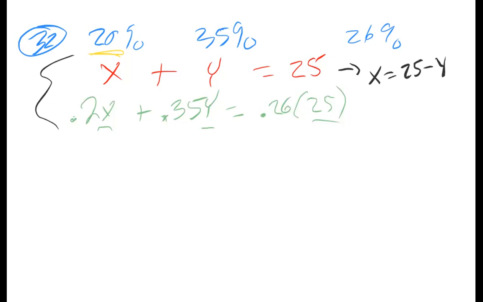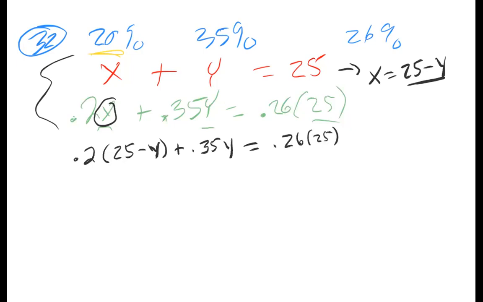And if I plug that in here, I'm going to get 0.2x plus 0.35y equals 0.26 times 25. So I've gone from two equations with two unknowns to one equation with one variable, and that's a linear equation, which we should be able to solve fairly easily.